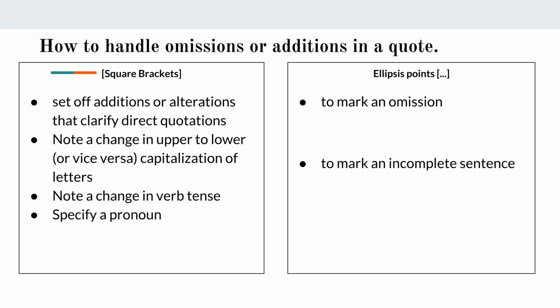Ellipses points, those are the dot dot dot. Yes, they have a name. They are ellipses points. You will use these to mark an omission. Say you want to take a chunk of the sentence out. Then you will place the ellipses. Or to mark an incomplete sentence, you just want to use the first part of a sentence, and then you're going to take the rest of it out. You will mark that omission with your ellipses.